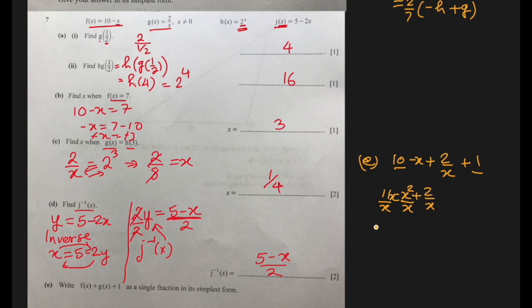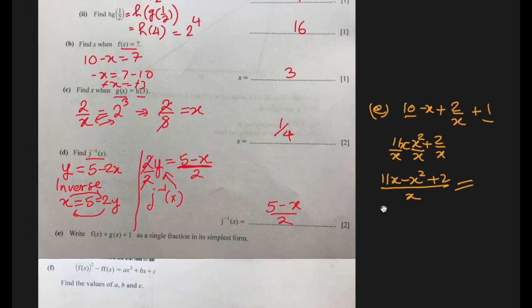Now we can write this as (11x minus x square plus 2) over x. This is quadratic and we cannot factor it easily, so let's leave it like this. Okay. What about the next one?